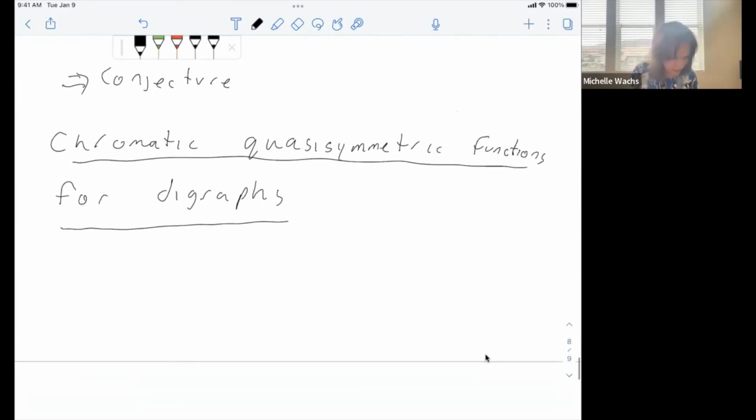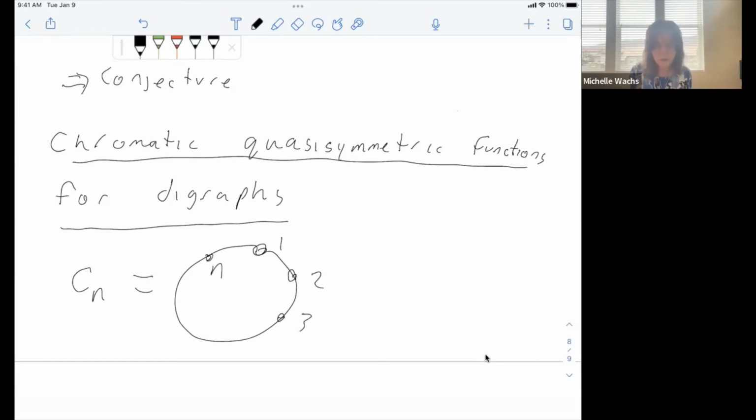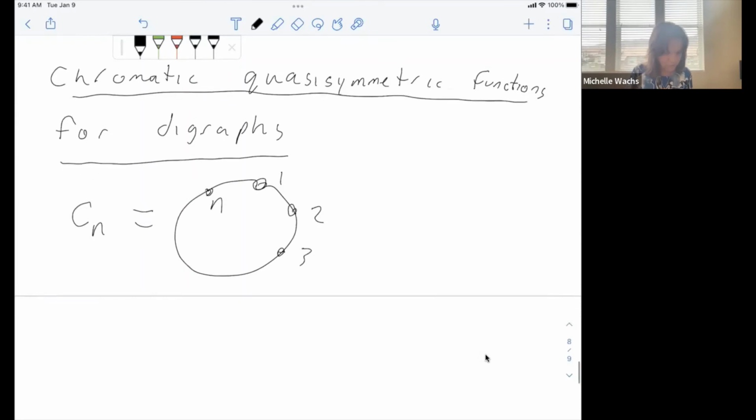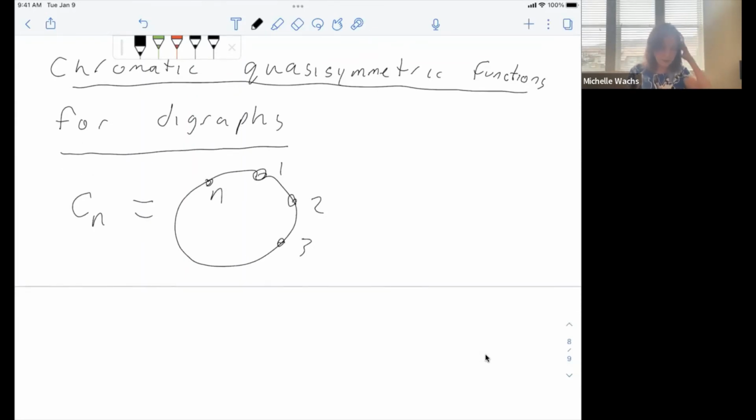Okay, so where this came from is considering the cycle graph, C_n. So now instead of a path, we have a cycle. The path motivated a lot of what we did. Now the cycle motivates the next phase.